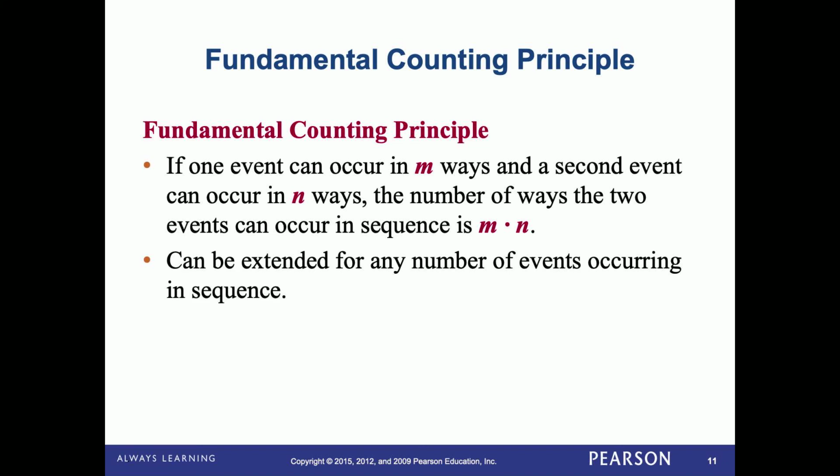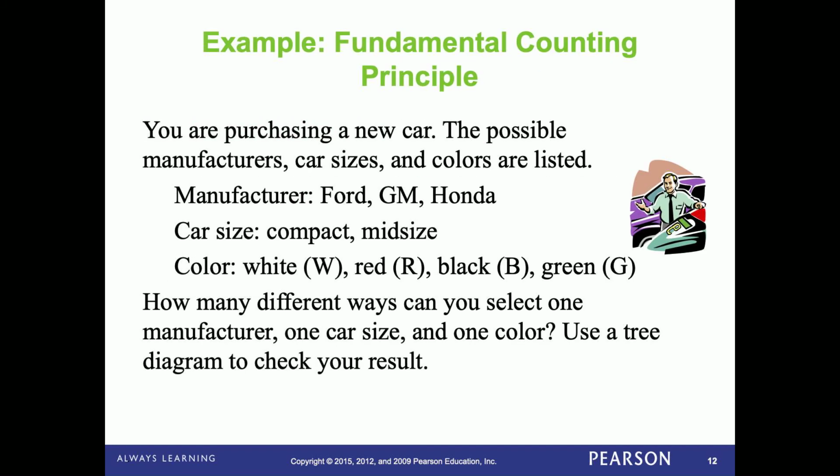Can be expressed by any number of events occurring in sequence. All right, here's an example. You're purchasing a new car. The possible manufacturers, car sizes, and colors are listed. You're looking at a Ford, a GM, or a Honda. You're considering the car size of a compact or midsize. And the possible colors are white, red, black, and green. So 3 manufacturers, 2 car sizes, and 4 colors.